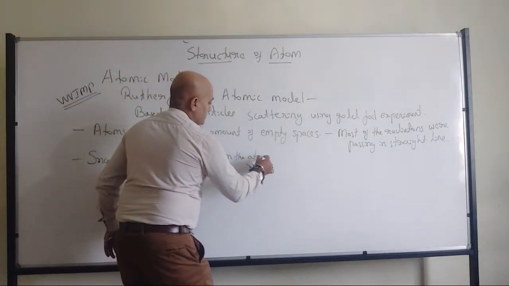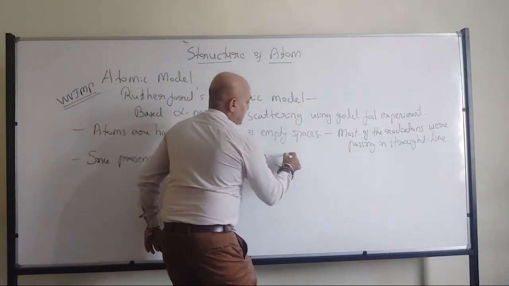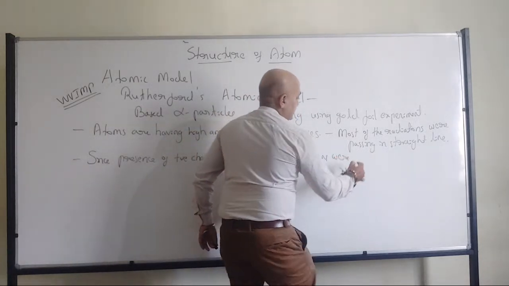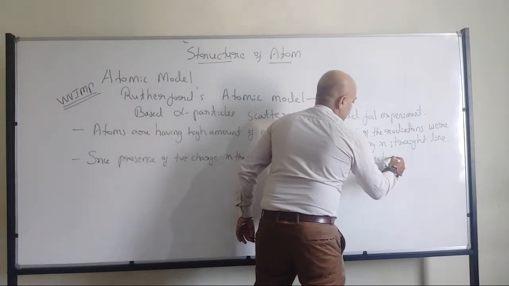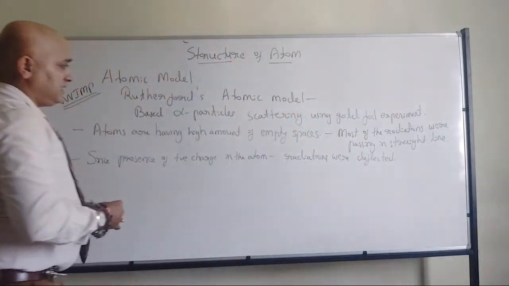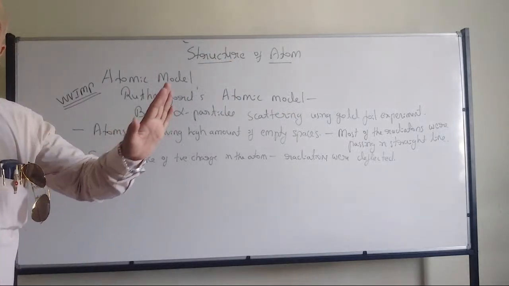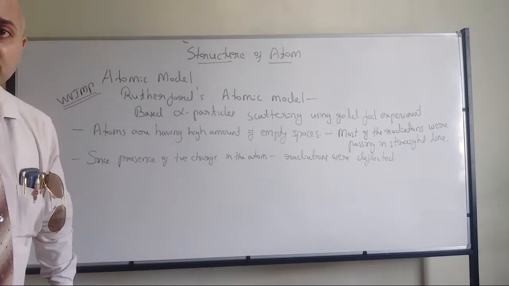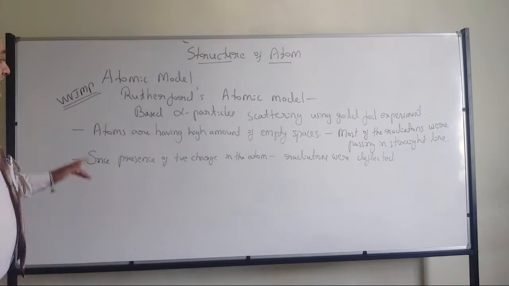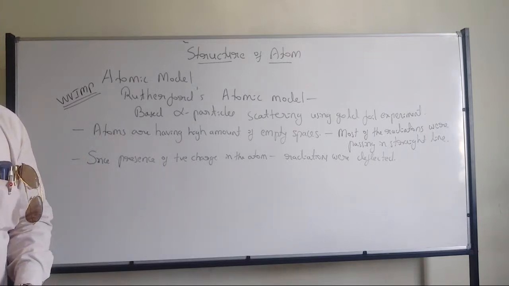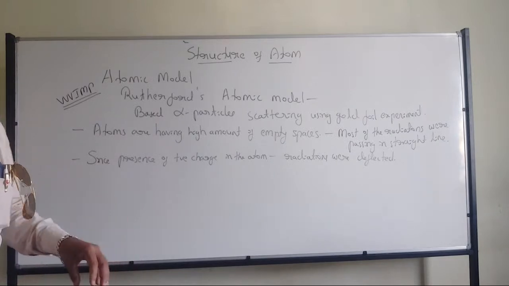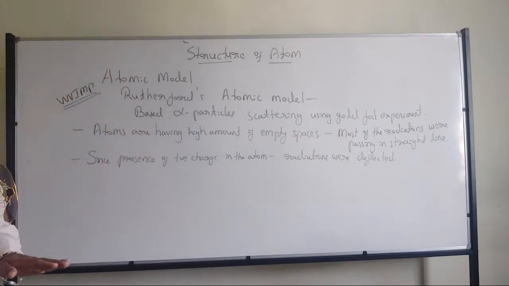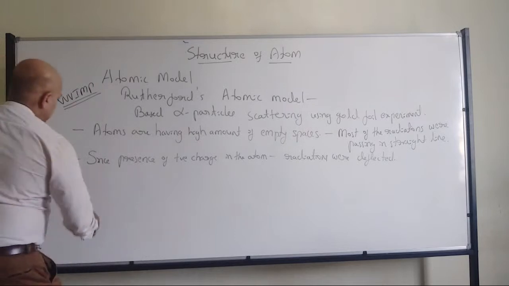Since there is positive charge in the atom, radiations were deflected or deviated. Whichever radiation comes near that positive charge will get deviated, because positive and positive will repel each other, right? That's what this point talks about. So due to the presence of positive charge in the atom, some of the radiations were getting deviated. All of you have understood? So now next.